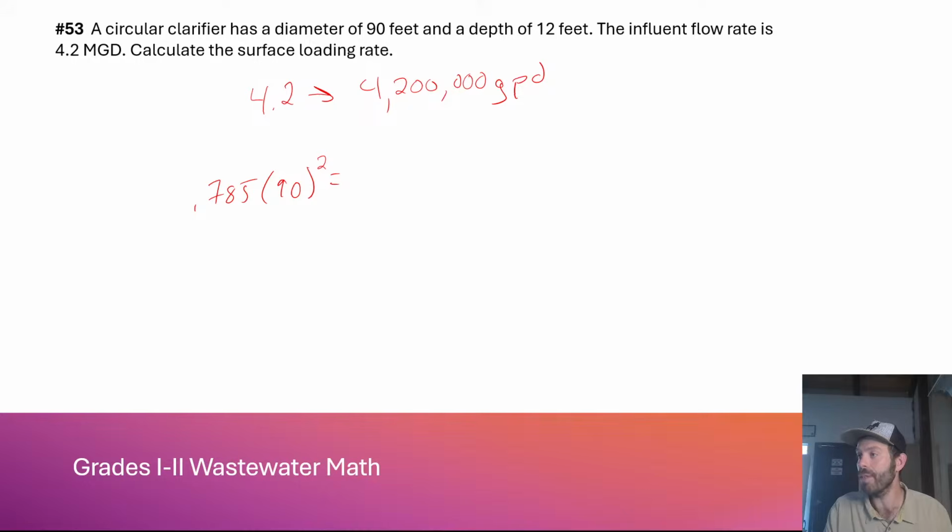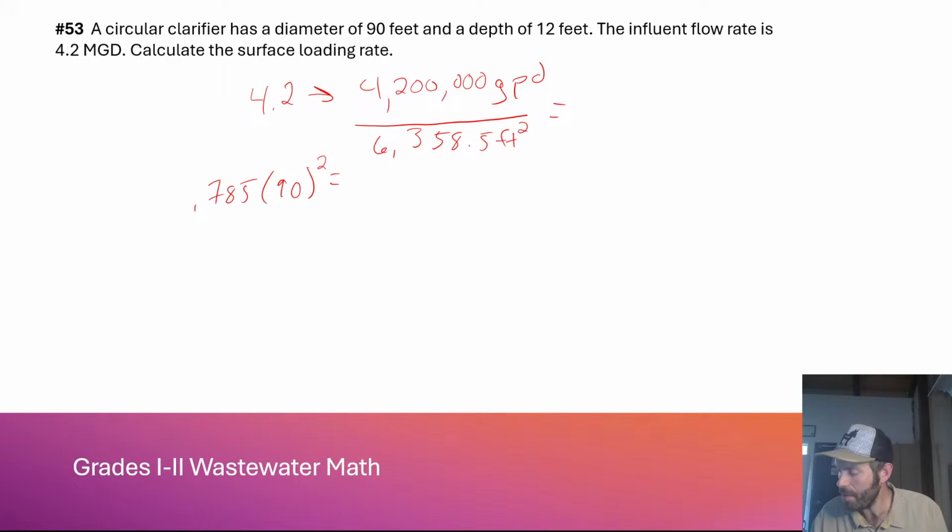6,358.5 square feet. I'm just going to bring it up here like I did the last time. 6,358.5 square feet. And that gives me, divided by 6,358.5, 660. Is that right? Is that what I got? Yep. 660 gallons per day per square foot. That's a little low.